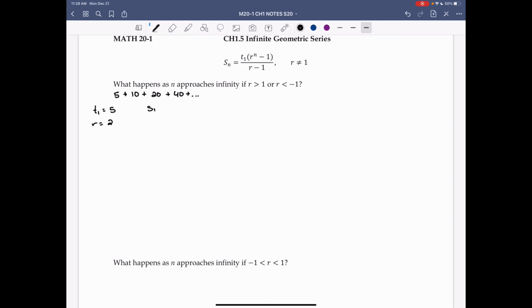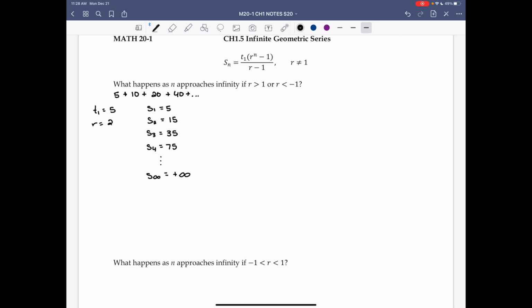Then the sum of the first term would just be 5. The sum of the first two terms would be 5 plus 10, which is 15. The sum of the first three terms would be 15 plus 20, which is 35. The sum of the first four terms would be 35 plus 40, which is 75, and so on. And we see that the number continues to grow, so the sum of the infinite number of terms would be going to positive infinity, growing forever and ever as the n value continues to grow.